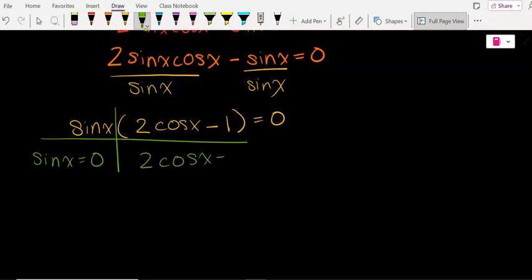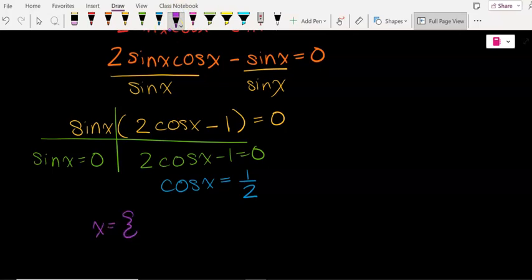So once I do that, what I can do from here, I just need to know where does sine x equal 0, and over here I'm going to add 1 and divide by 2, and so now I've got cosine x is equal to 1/2. So my final solution has got to be between 0 and 2 pi, not including 2 pi.